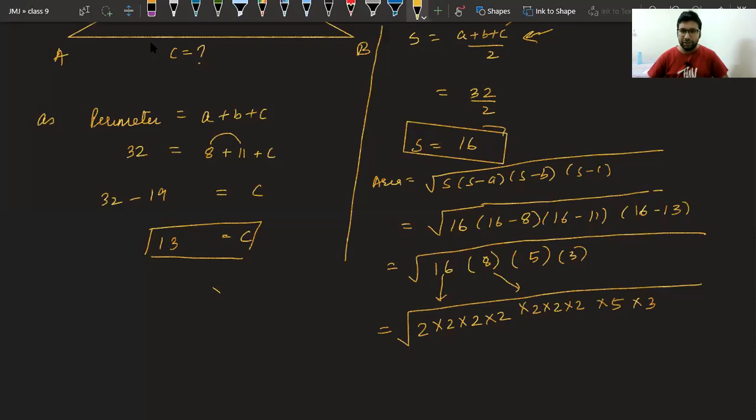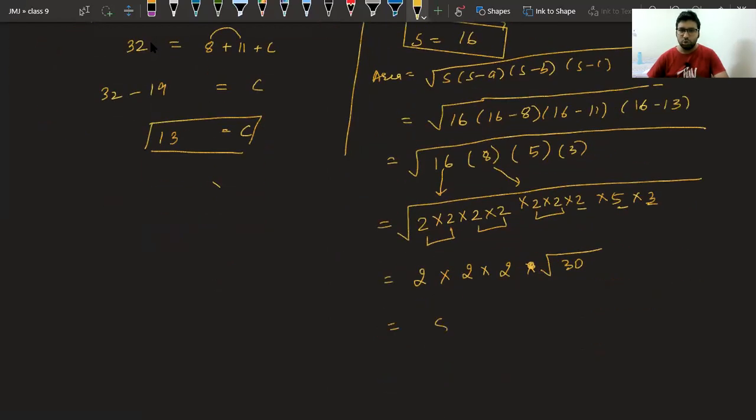Now we will make pairs. First pair of 2, one 2 will come out. Second pair of 2, second 2 will come out. Third pair of 2, third 2 will come out. And then this 2, 5 and 3 are left inside. So what will we get? 2 into 2 into 2 is 8, and 5 into 3 is 15, 2 into 15 is 30. So the answer is 8 root 30 is your area, and I guess the unit is centimeter, so it is centimeter square.